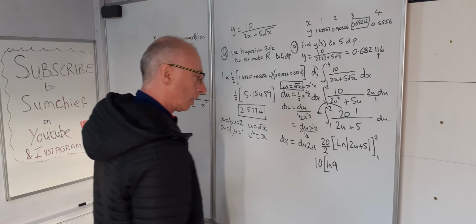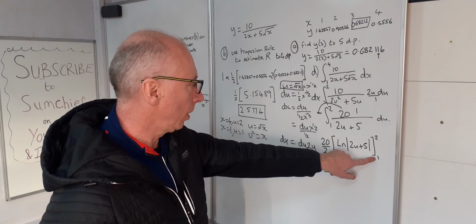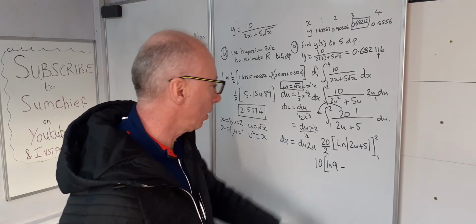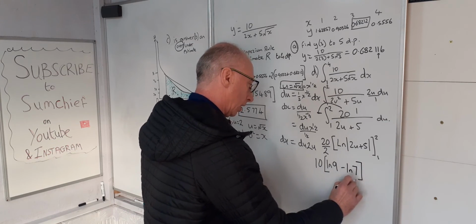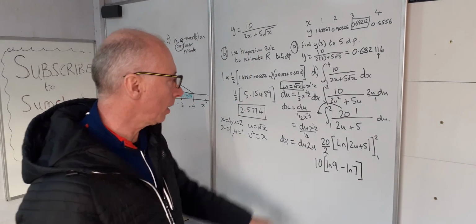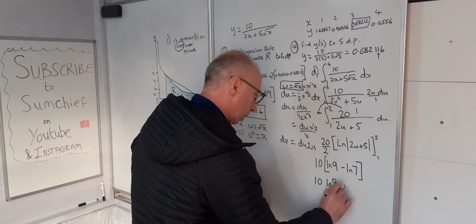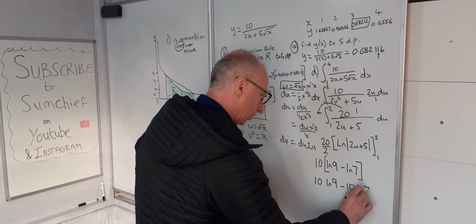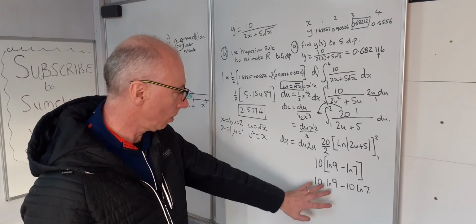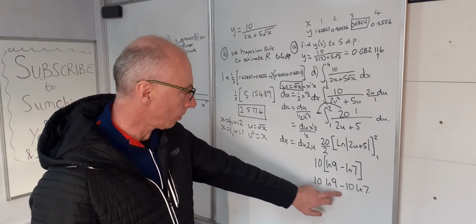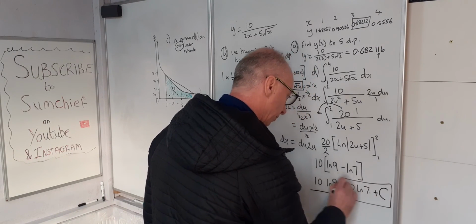Okay, minus, now when u is 1, 2u plus 5 is 7. So log of 9 minus natural log of 7. There, that is our answer. So now we've got 10 natural log of 9 minus 10 natural log of 7. Notice how I got rid of the absolute value, because now we're dealing with positive numbers, so we don't need to worry about all that. So 10 log of 9 minus 10 log of 7 plus C.